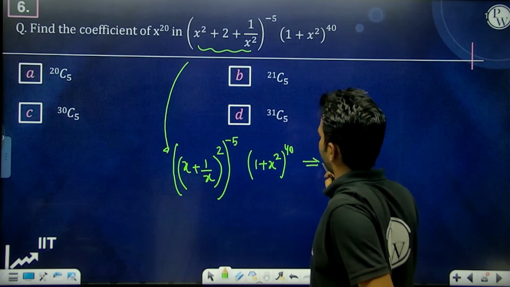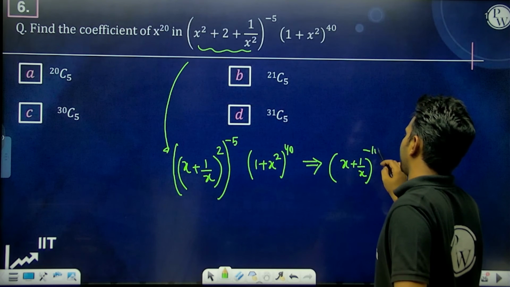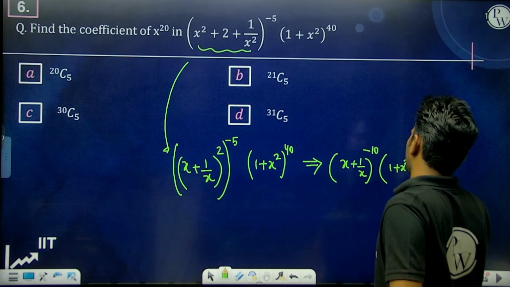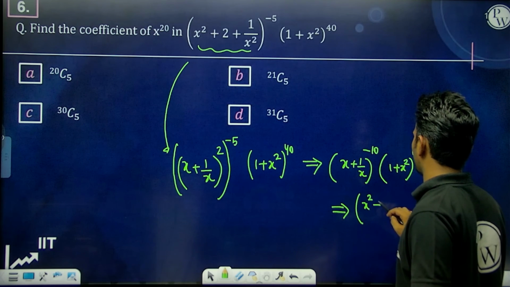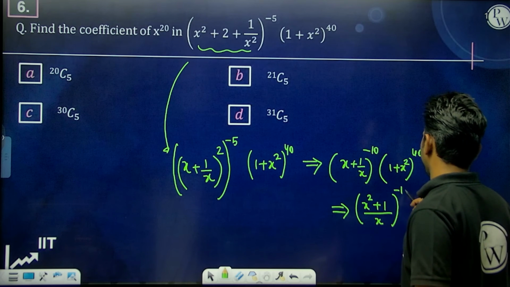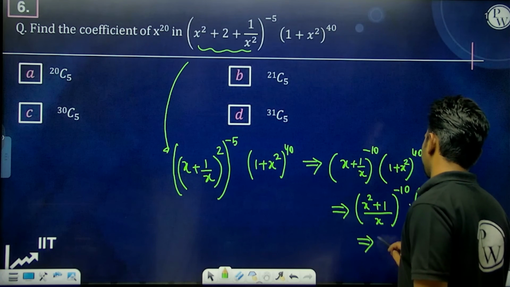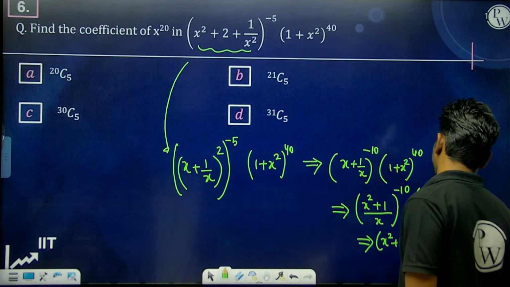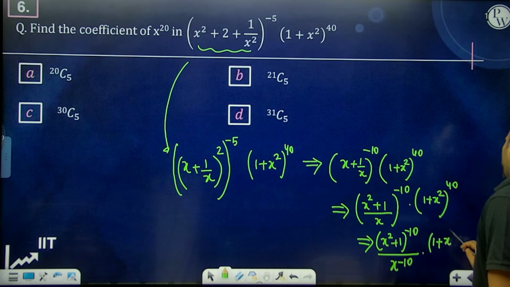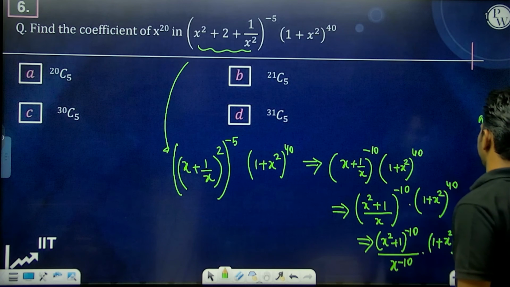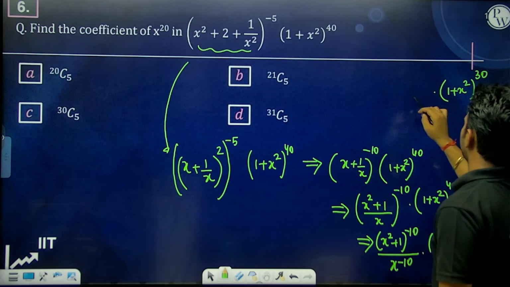So this expression can be written as (x + 1/x) to the power minus 10 times (1 + x^2) to the power 40. This can further be written as ((x^2 + 1)/x) to the power minus 10 into (1 + x^2)^40. This becomes (x^2 + 1)^-10 divided by x^-10, times (1 + x^2)^40, and this can further be written as (1 + x^2)^30 into x^10.